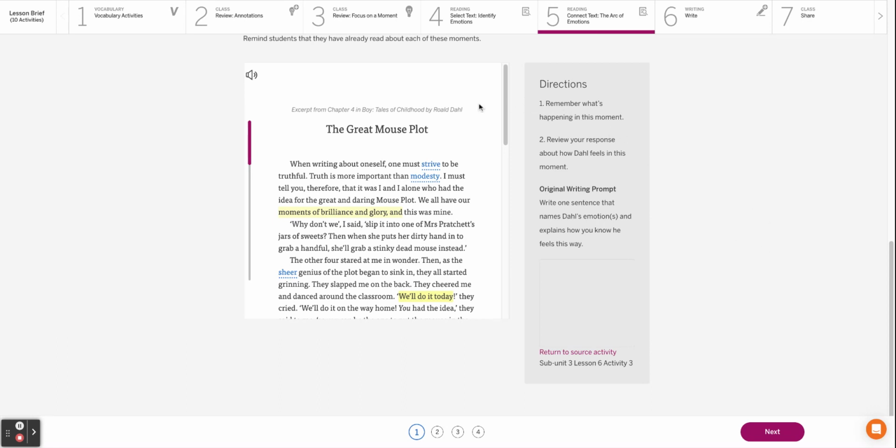So remember what's happening in the Great Mouse Plot and look at your response to see how Dahl feels in that moment. And write a sentence that explains how you know that Dahl feels this way. Remember, that was your original writing prompt. So you should have evidence that shows how you know that Dahl felt this way.